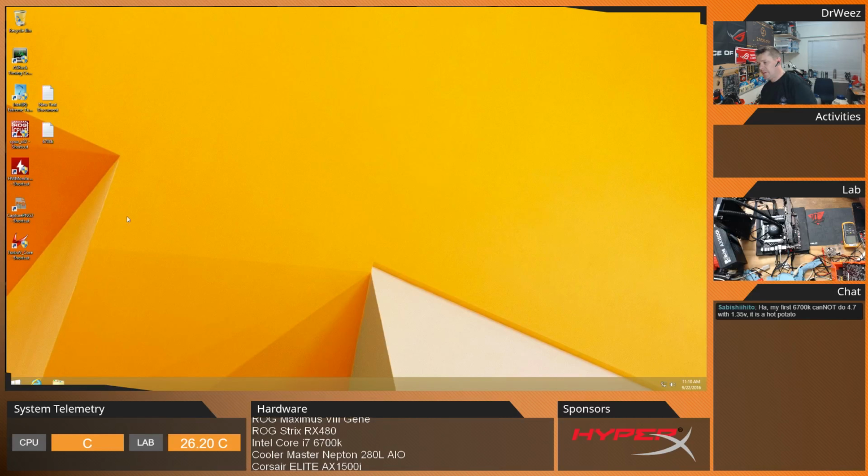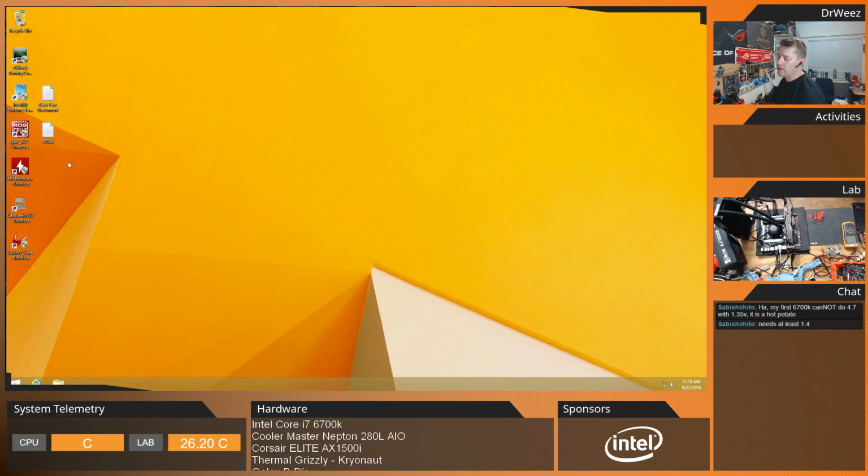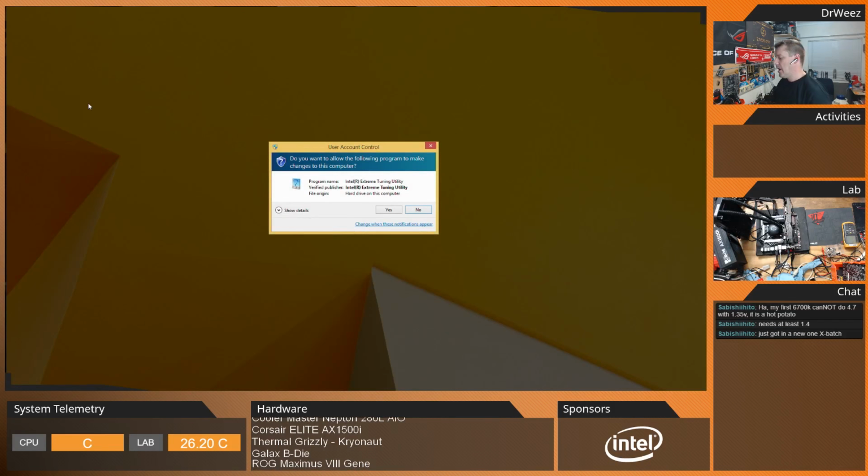Right, okay. So the question is, am I setting a target clock or a target voltage first? Well, to be perfectly honest, I'm just setting a clock and a voltage, and then I'm going to test to see if it works. If it doesn't work, I'll adjust the voltage until it does, and then I'll adjust the clock until I max out the voltage.